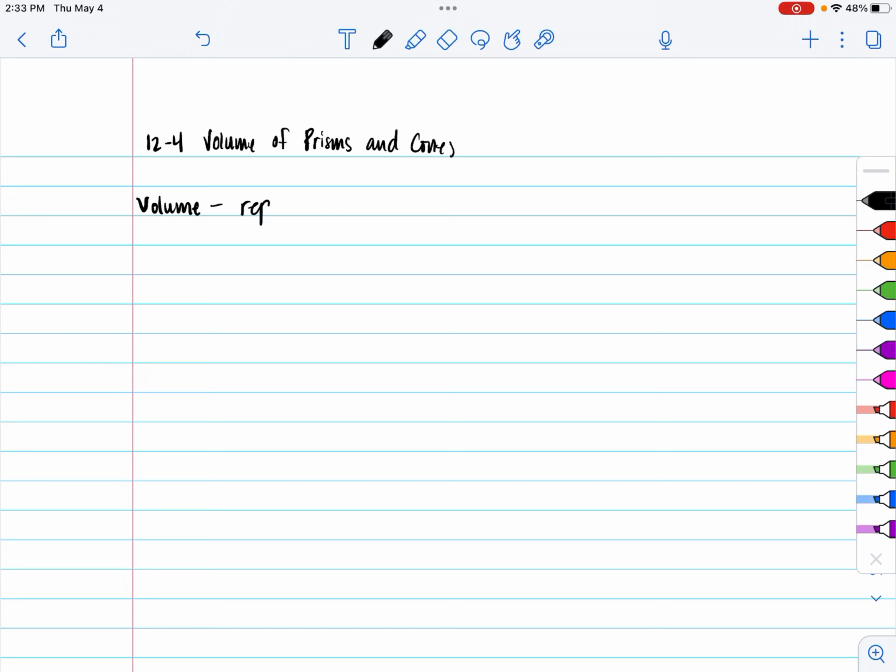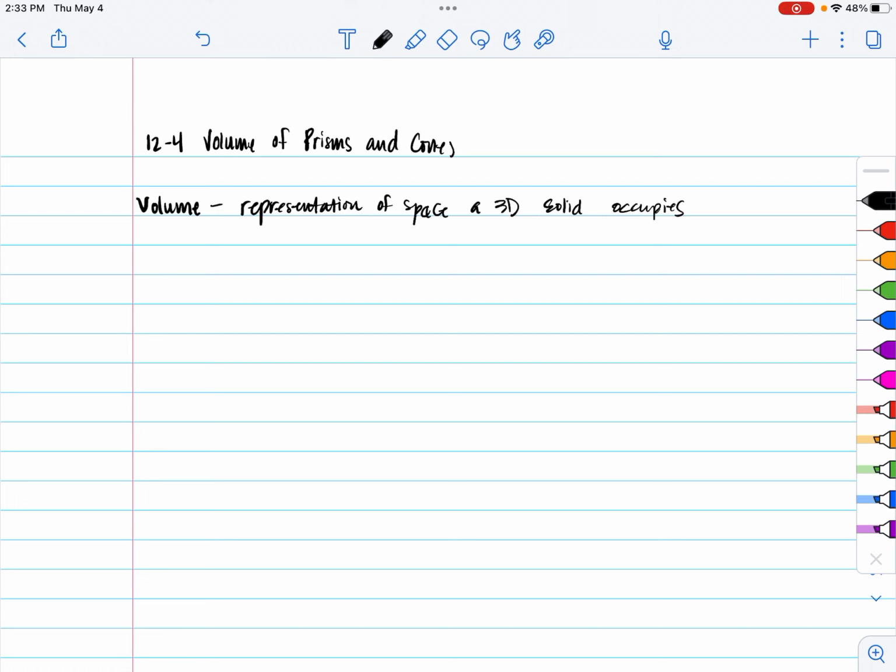It is the representation of space in 3D, or I should say a 3D solid. There you go. A 3D solid occupies. So what that means is it's just what space.